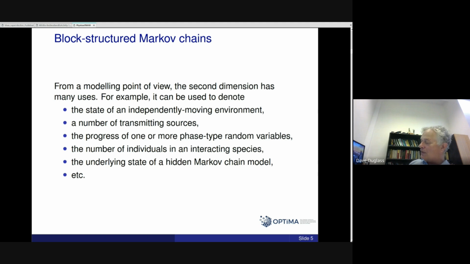But if you actually want a canonical model to think about, I'd suggest you think about an M/M/1 queue with arrival rate lambda and service rate mu, but imagine that there's an independently moving environment that changes amongst a finite number of phases. So when the underlying chain is in phase i, the birth rate could be lambda i and the death rate could be mu i. So imagine a whole bunch of related M/M/1 queues where the arrival and service rates change according to an independently moving environment. That's a fairly simple model you can use to think about these things.